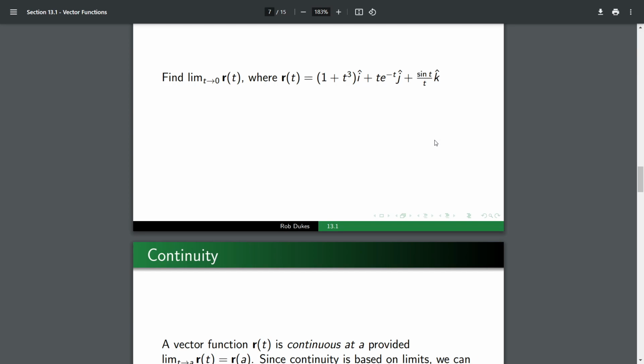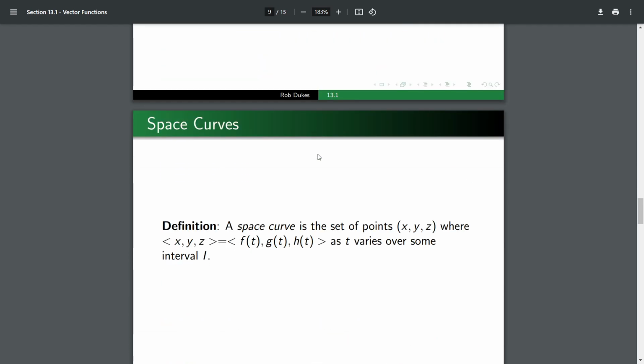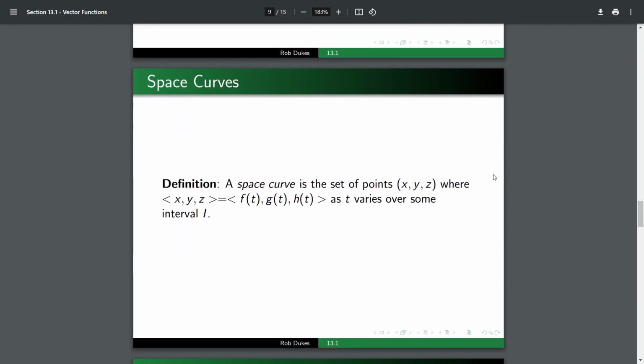Piecewise functions, since they are by design to have a break in them, we have to be careful whether it's continuous there. All right, so let's talk about what a space curve is. It is the set of points x, y, z, where the vector x, y, z is f of t, g of t, h of t. So that basically means we use the t to get vectors, and we change those vectors into points, and then we graph them as t varies over some interval I.